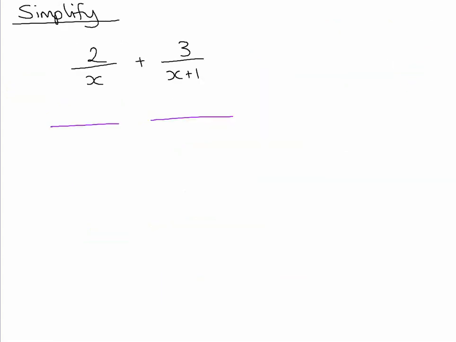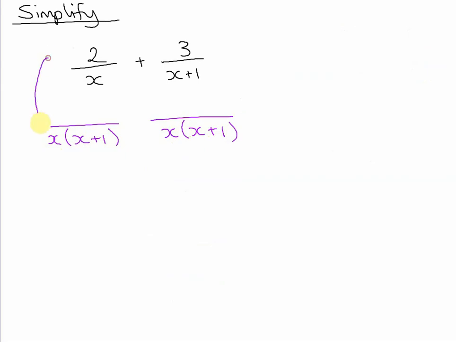But with these, we're in a little bit of math land here, so I am just going to multiply them together because it will always guarantee a multiple. So if we multiply these two together, I have x lots of x plus 1.